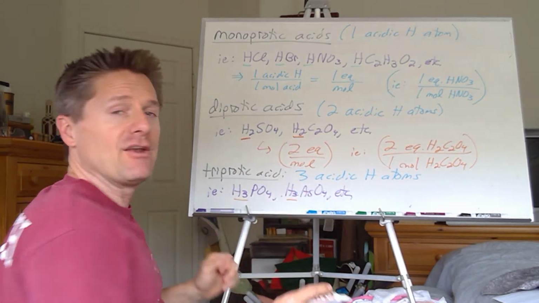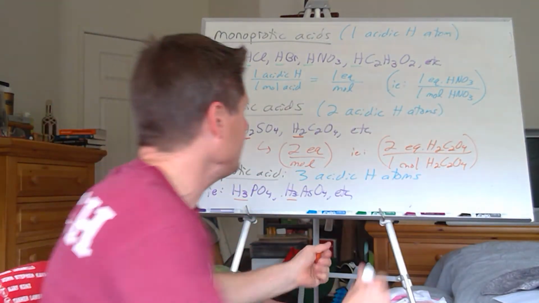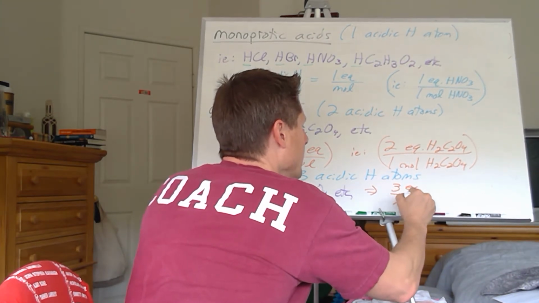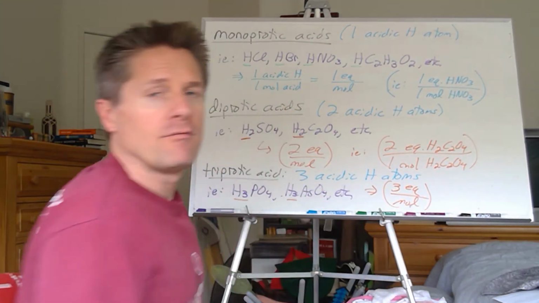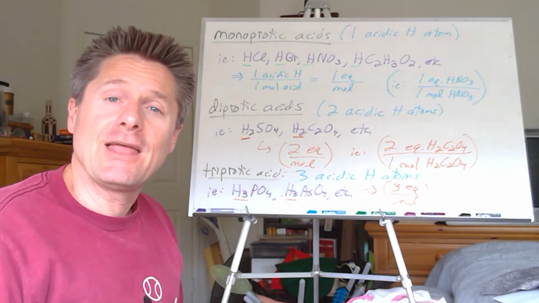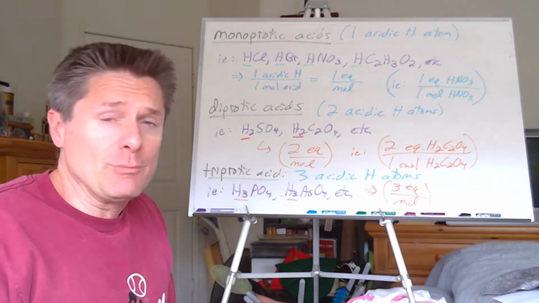3 hydrogens, 3 hydrogens. Assuming all 3 are released, these would be 3 equivalents for every 1 mole. 1 mole of this would give off 3 acidic hydrogens. There you go. Not too bad.